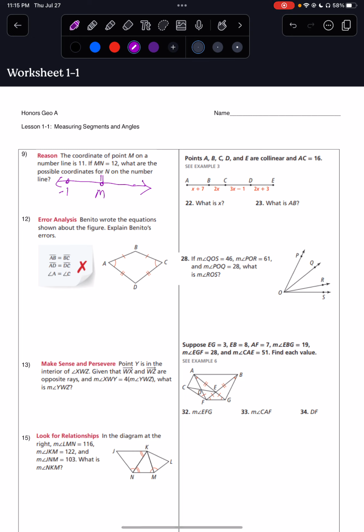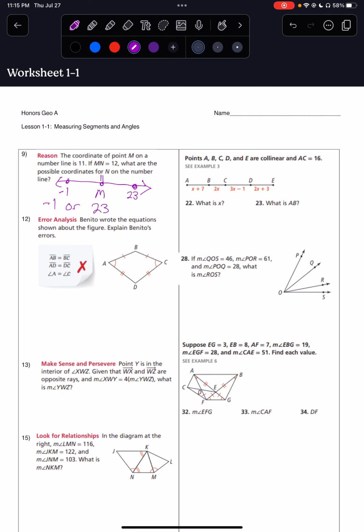And if it's 12 to the right, which is the other possibility on the number line, that would put it at 11 plus 12, or 23. So the coordinates for N then would be -1 or 23.